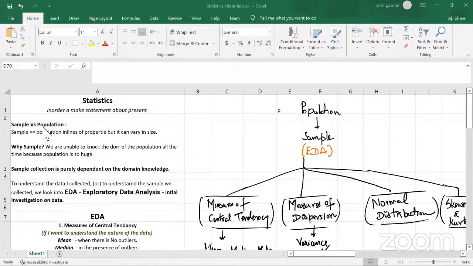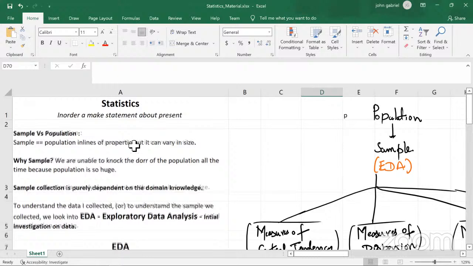So how exactly this sample should be, see this. Now let me share my screen. See this. Sample versus population. Sample should be equal to population in lines of properties. All right, very important point. Sample should be equal to population in lines of properties, but it can vary in size. So population size can be huge, sample size is small.